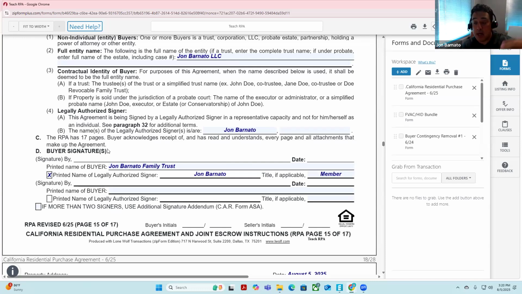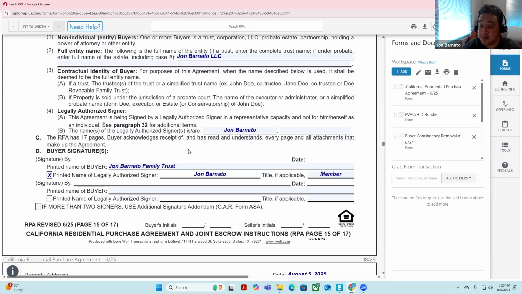So don't send the DocuSign that says John Barnato Family Trust. Send the DocuSign as John Barnato. The buyer is just John Barnato Family Trust. Does that make sense? We've seen signatures where the signature by the buyer is John Barnato Family Trust. That's not correct. That's not accurate. Entities are not living people. Only living people can sign a document. Does that make sense? So you've got to make that distinction. The buyer is John Barnato Family Trust, but the buyer's legal representative is John Barnato as trustee of the trust.